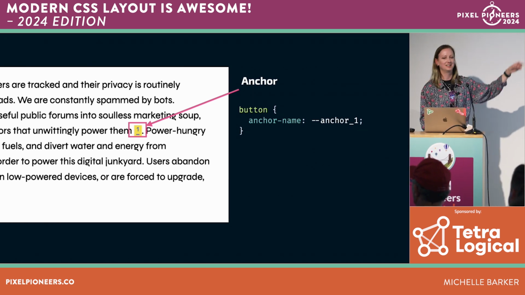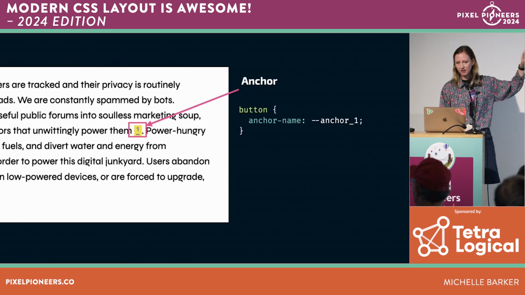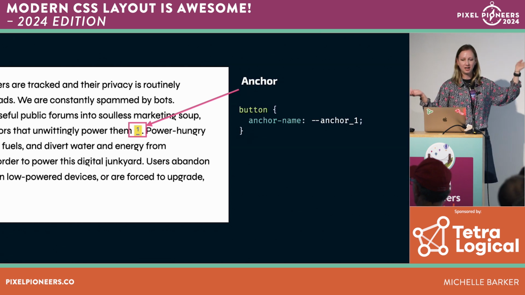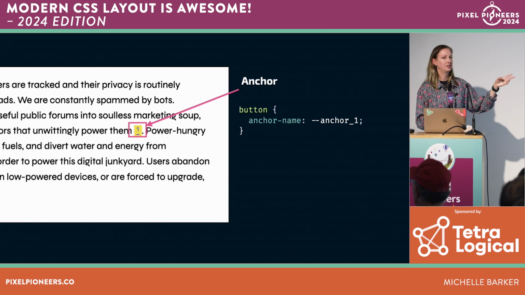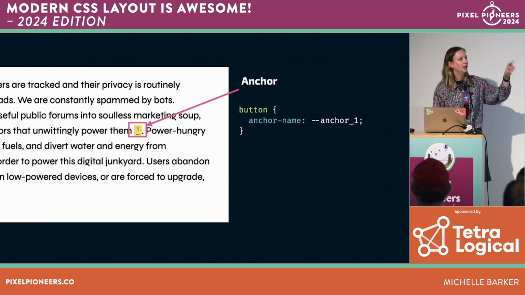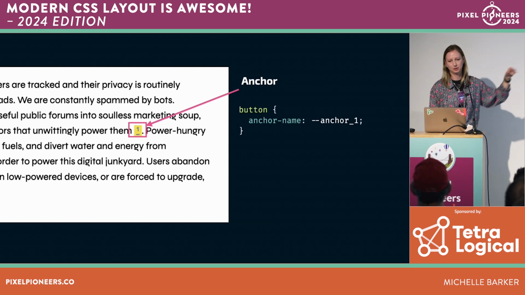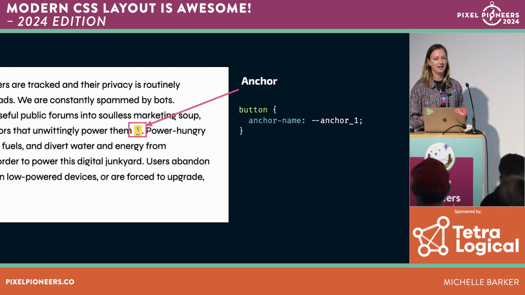This is a button. Doesn't look like a button, but it is a button that we click on, and that needs an anchor name using the anchor-name property. So we're calling this anchor 1, very imaginatively, and it uses this dashed ident syntax. If you're familiar with custom properties, you can see this looks kind of similar, not how you'd set up a custom property, but like the custom property naming.